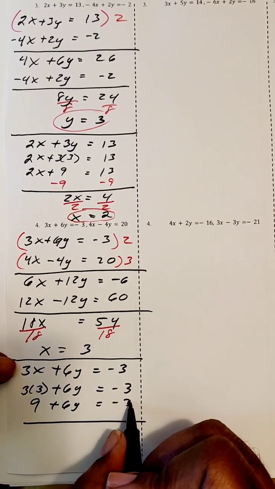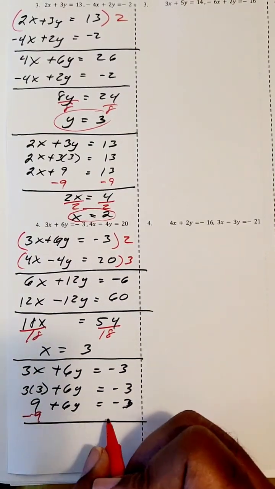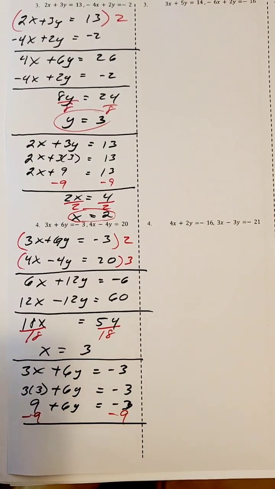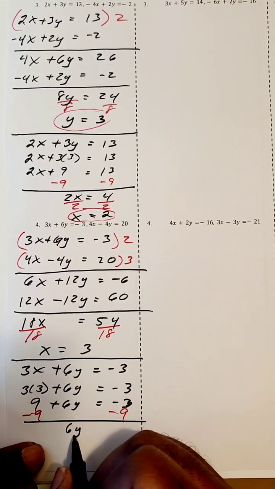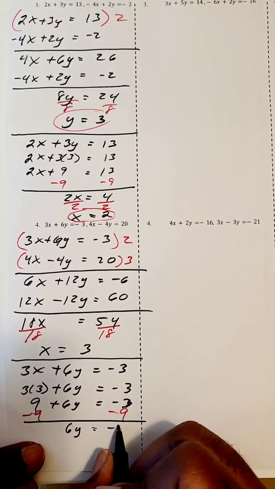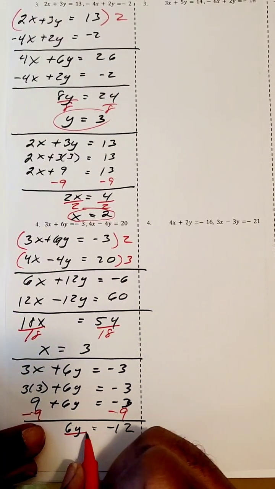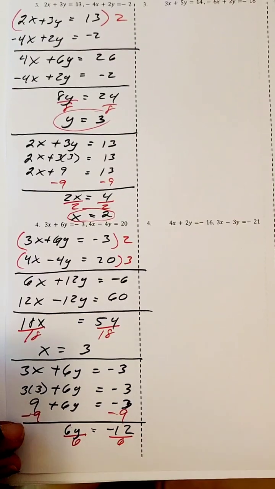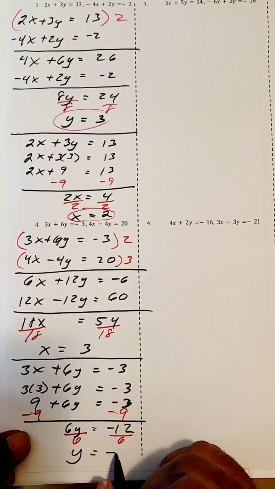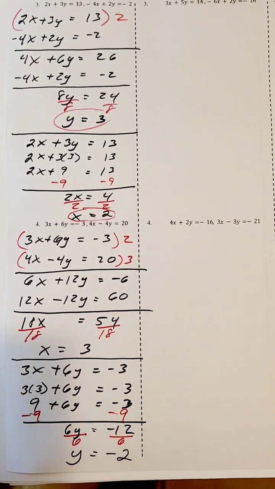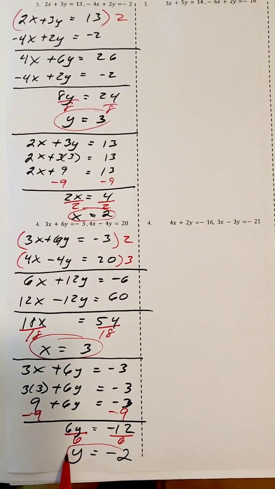And now to isolate my y, I'm going to subtract 9 from both sides. And I'll end up with 6y equals negative 12. So if I divide both sides by 6, I'll end up with 1y that equals negative 2. And those are my solutions. That x equals 3 and y is negative 2.